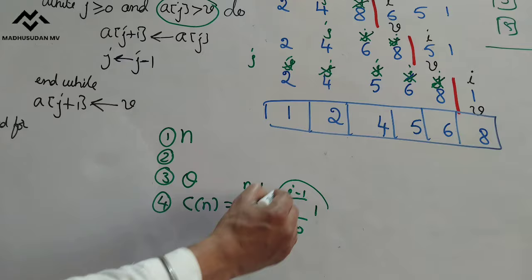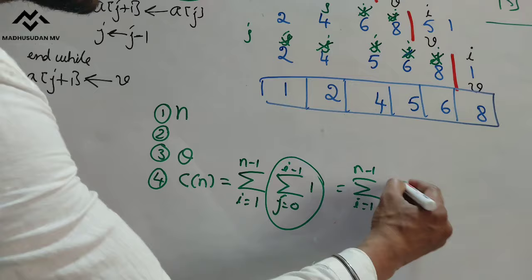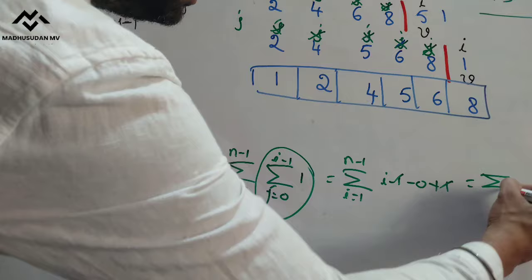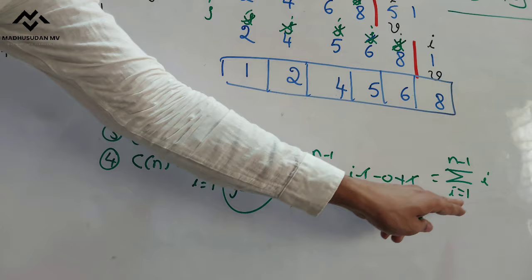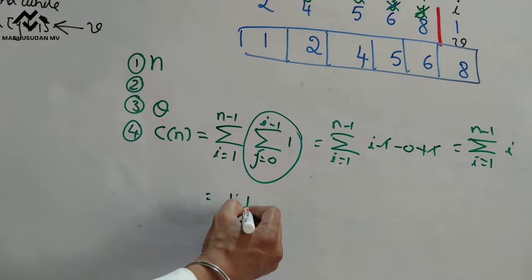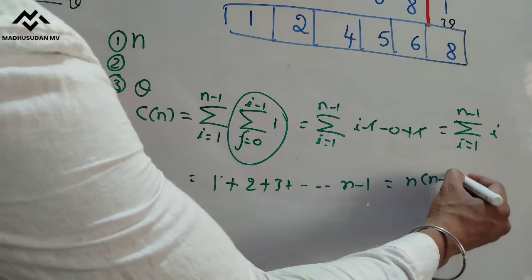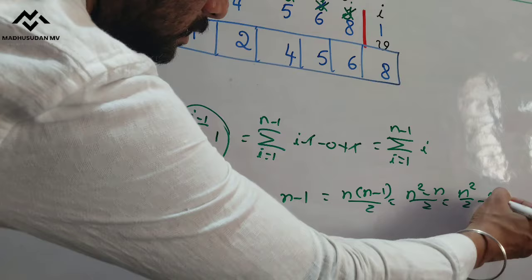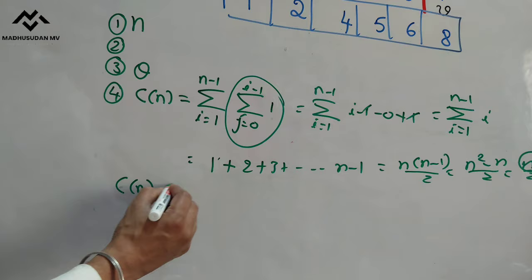Now apply the formula for this. Now it becomes, I is equal to 1 to n minus 1, upper limit minus lower limit plus 1 cancels. So this is equal to the summation of I from 1 to n minus 1. I is a variable. The I value keeps changing: 1, 2, 3 up to n minus 1. If you replace this I value, it is 1 plus 2 plus 3, going up to the last n minus 1. So this can be written as n into n minus 1 by 2. This is nothing but n square minus n by 2. This is nothing but n square by 2 minus n by 2. So the most dominant term is n square. So I will write C of n belongs to big theta of n square. This is the time complexity of this insertion sort.